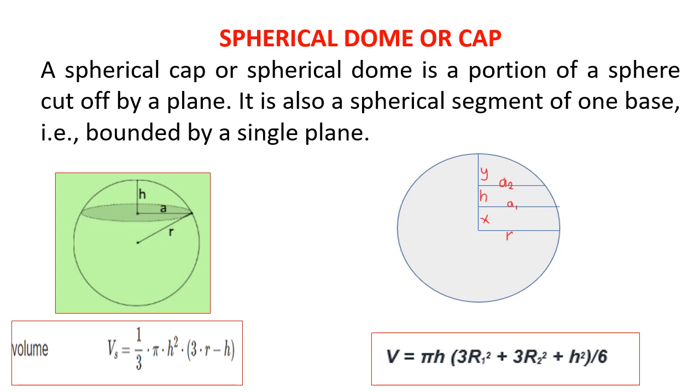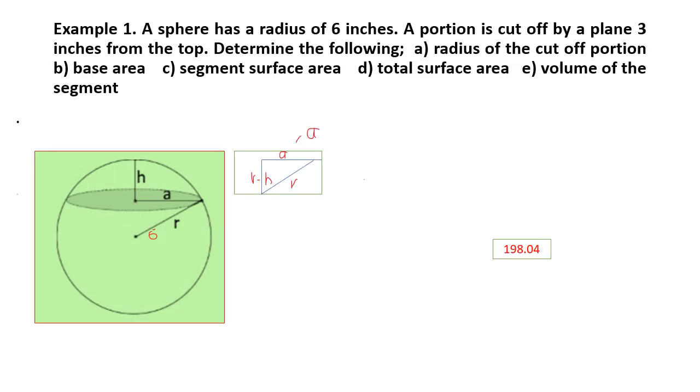A spherical dome or spherical cup is the portion of a sphere cut off by a plane. It is also a spherical segment of one base bounded by a single plane. The formula here would be volume equals 1/3 pi h squared times (3r minus h). But for a spherical segment, the volume equals pi h times (3 r1 squared plus 3 r2 squared plus h squared), all over 6. So we'll take up examples.